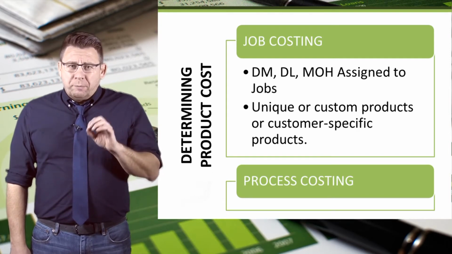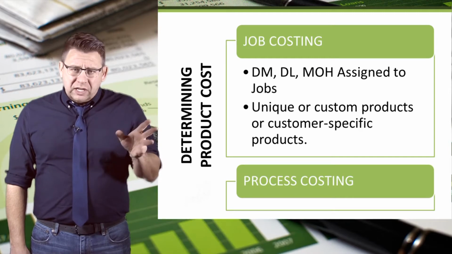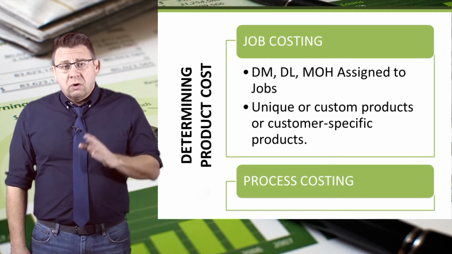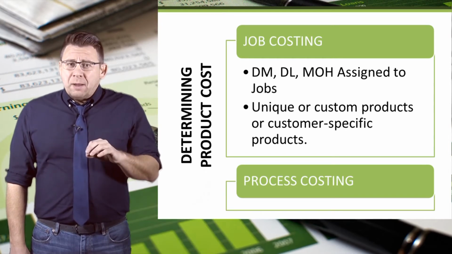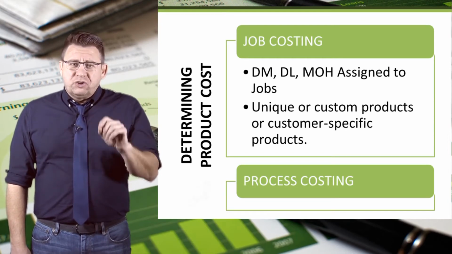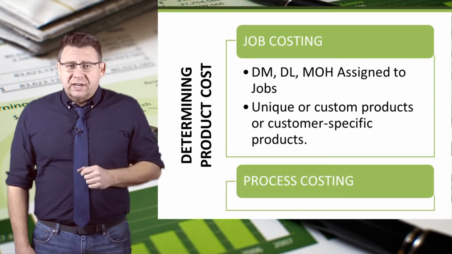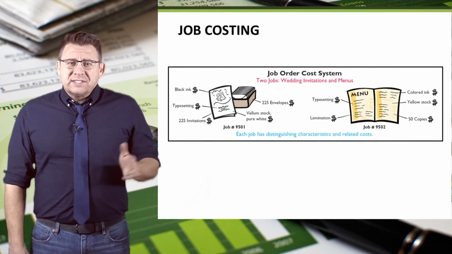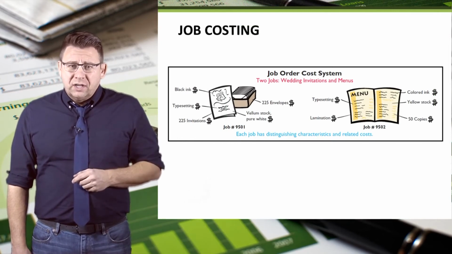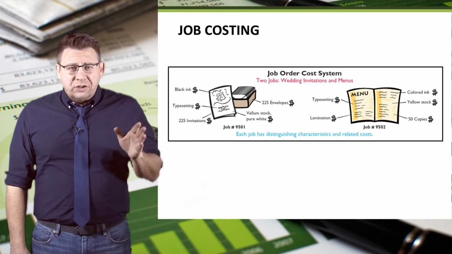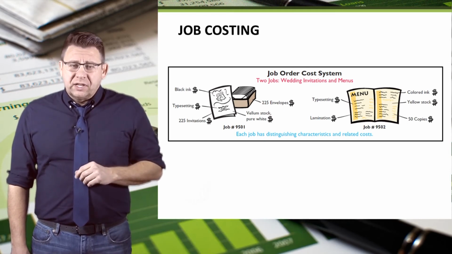A job or batch has its own distinguishing characteristics, like unique or custom products or customer-specific products. The cost object is the cost of the job, which could include one product or a batch of identical products. This slide shows graphically a couple of items that tend to be job costed. Wedding invitations and menus are unique products specific to a particular customer.